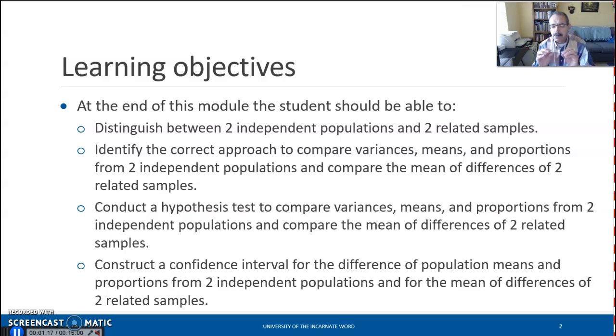The confidence interval for the comparison of two variances, we're not going to cover that, but there is a confidence interval for that. It's just a little beyond the scope of this course.